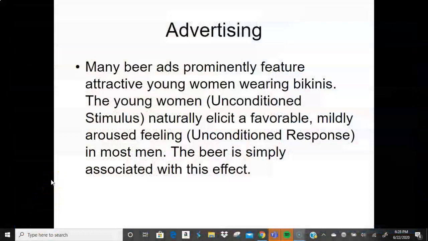This first example of how we use classical conditioning in everyday life is through advertising. Many beer ads prominently feature attractive young women wearing bikinis. The young women are the unconditioned stimulus because they naturally elicit a favorable, mildly aroused feeling, which is considered the unconditioned response in most men. The beer is simply associated with this effect. So the beer would be, you got it, the conditioned stimulus.